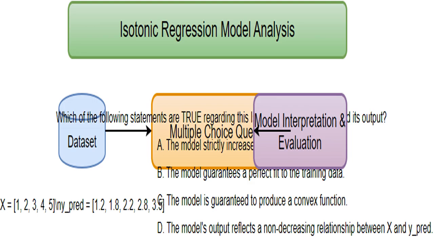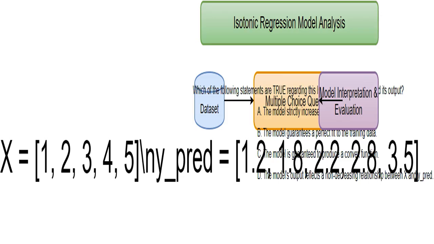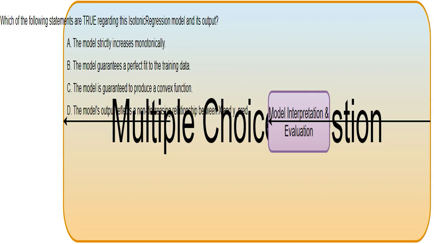I'm analyzing an isotonic regression model, a type of regression that creates a non-decreasing relationship between input and output. It fits a line in a way that the slope never decreases. This is the multiple-choice question I'll be answering using the provided dataset and my knowledge of isotonic regression. This option asks if the model's output always increases, and the increase is always larger than the previous increase. I need to examine the y_pred values to check that.